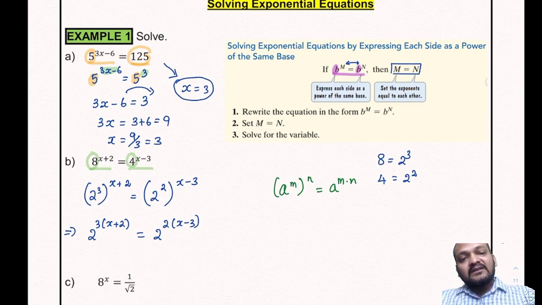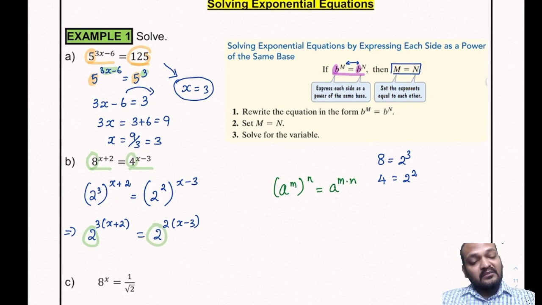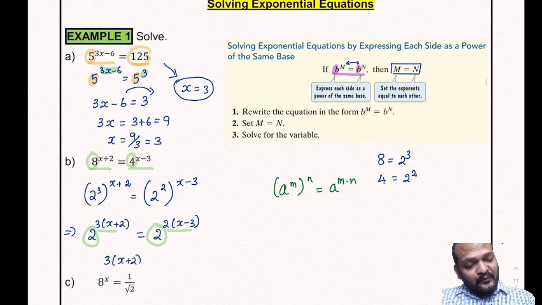Now I have the same base. I have 2 and I have 2 here. I have the same base on both sides. So therefore, now all I'm going to do is to set the exponents equal to one another. When I do that, I'm going to have a new algebraic equation, which is 3 times x plus 2 equals 2 times x minus 3.